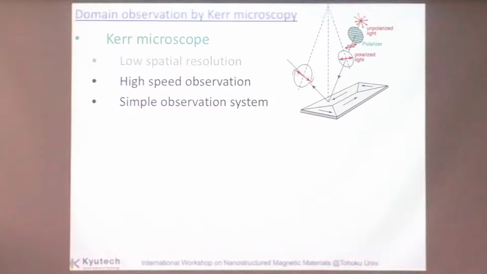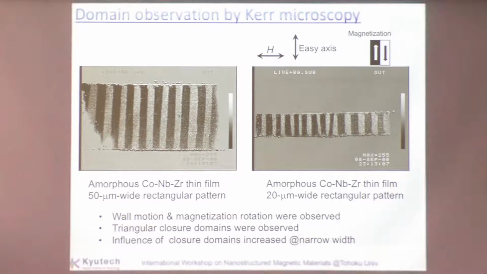These advantages make it a useful domain observation method in a high magnetic field and at elevated temperature. So this Kerr microscope is useful to investigate the magnetization process of high coercivity magnets. Okay, I'll show you some observation examples by using our Kerr microscope. In this case, we have observed a thin film.